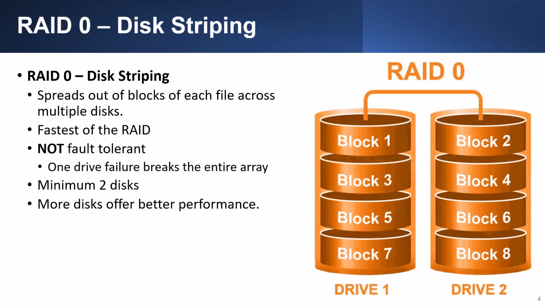RAID 0 disk striping spreads the blocks of each file across multiple disks. Since you're spreading the reading and writing of data over multiple disks, it's the fastest of the RAIDs. However, it is not fault tolerant. One failed drive will cause the entire array to break. It requires a minimum of 2 disks, but if you add additional disks, you'll get faster performance of the RAID.